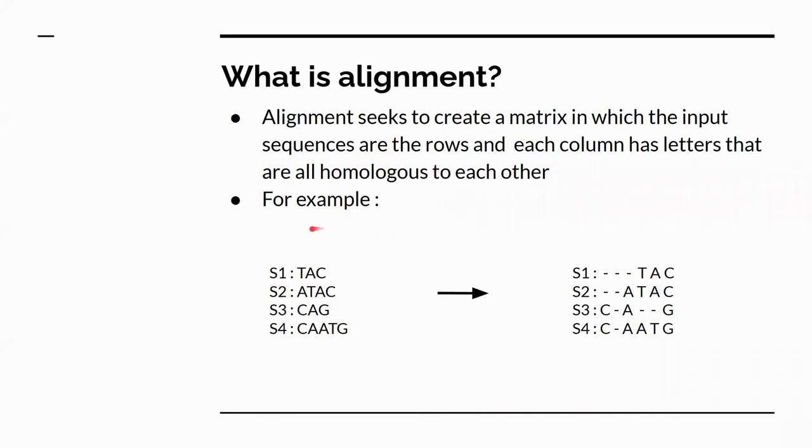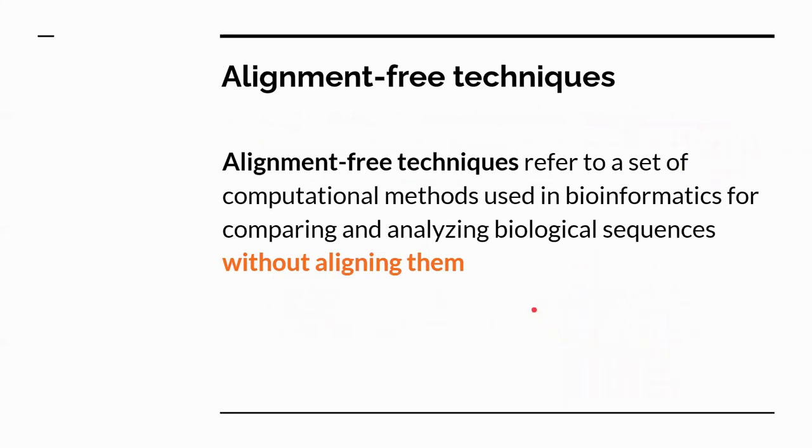For example, on the left, we can see 4 sequences. By looking at them, we cannot understand any relationship between them. But when we align them on the right, we can clearly understand that there is a relationship between these sequences. Now, alignment-free techniques find out this relationship without aligning them.